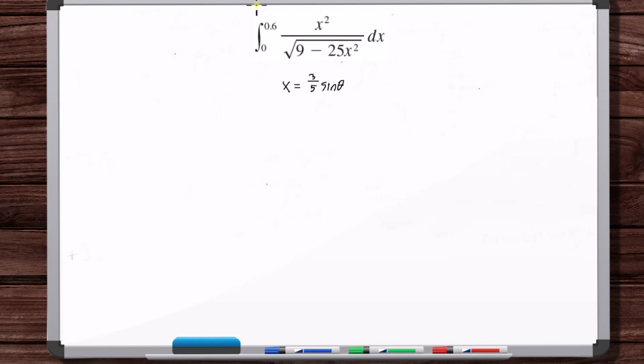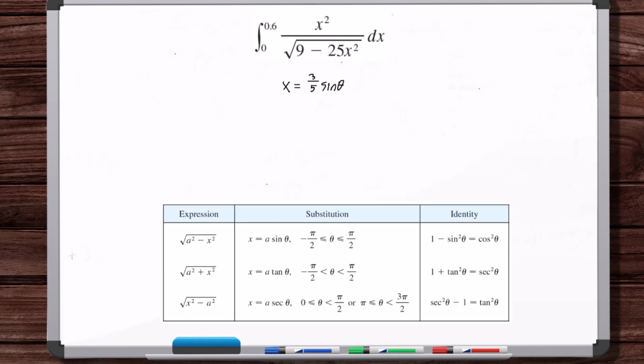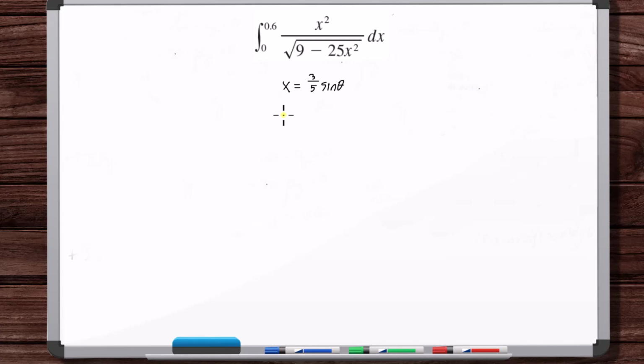And just keep in mind, especially since we're doing a definite integral, that when we make this substitution, we're restricting the domain of theta to be minus pi over 2 to pi over 2. Because sine theta needs to be a one-to-one function to do this. It needs to have an inverse. And similar to how we defined inverse trig functions, you have to restrict the domain. Okay, so in this case, then dx is equal to 3/5 cosine theta d theta.